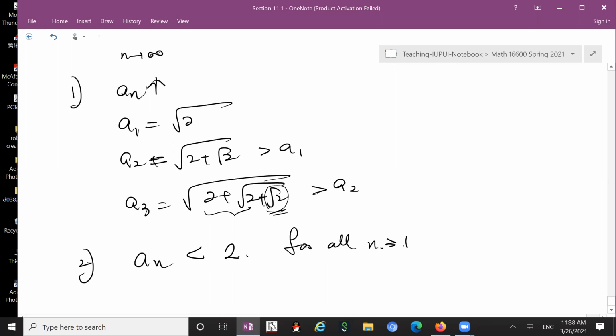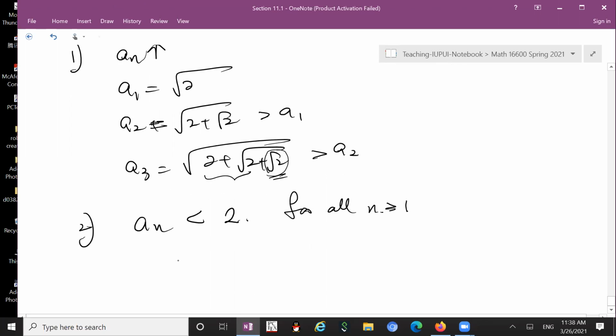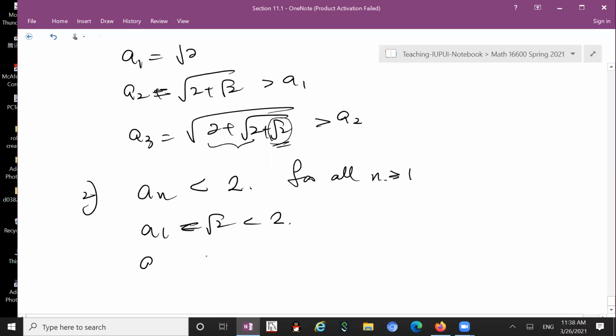Okay, why? Well, a1 is clearly square root 2, which is less than 2, no problem. a2 is square root 2 plus square root 2, but this square root 2 is less than 2, so square root 4 is 2, right? So keep it going like that, okay?